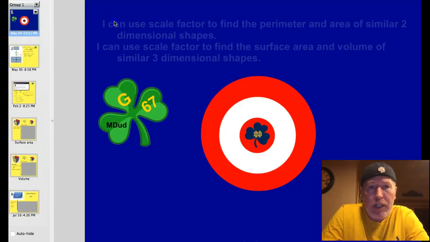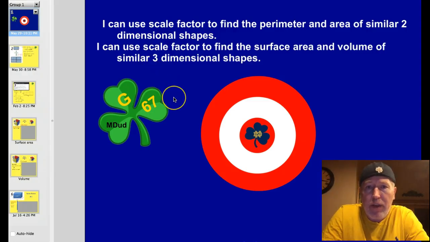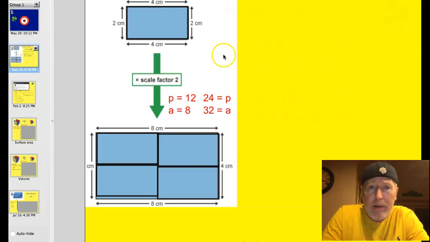All right, tonight officially we have a couple of targets here. I can use scale factor to find the perimeter and area of similar two-dimensional shapes. We've already done that. That'll be kind of a review target. But also, I can use scale factor to find the surface area and volume of similar three-dimensional shapes. Let's do this thing.